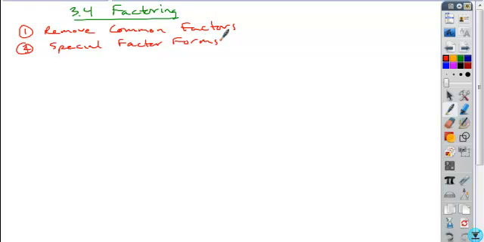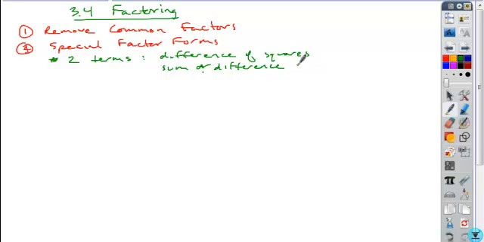And we saw in the last section that finding special factor forms depends on how many terms you have. If you're dealing with a binomial, so two terms, the special factor forms that you look for are the difference of squares, or the sum or difference of cubes. If you find those, then go ahead and apply those rules.